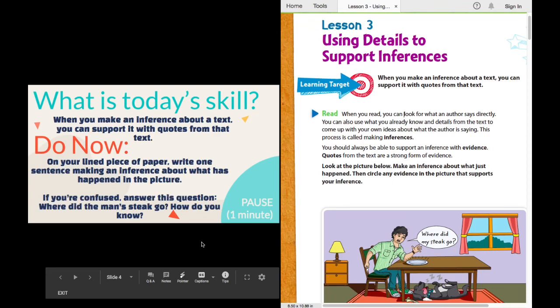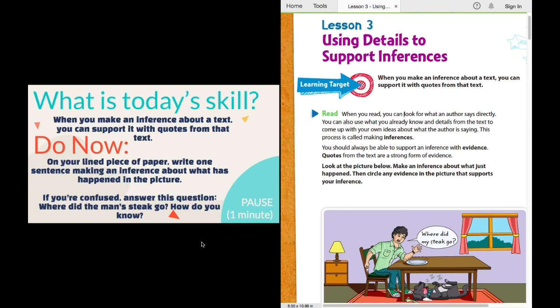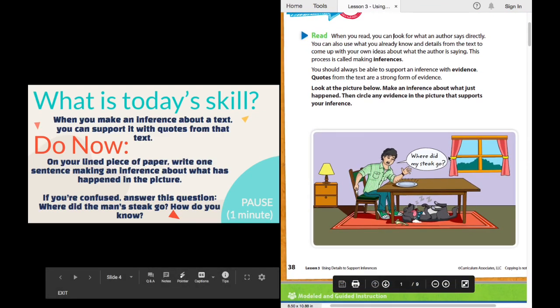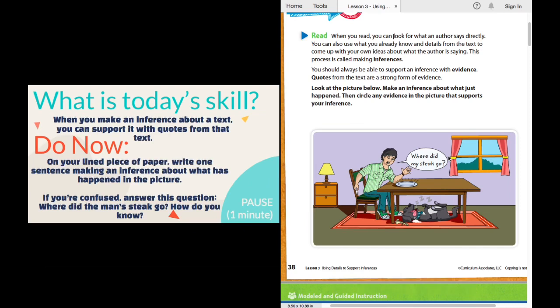So you're up now. I want you to pause the video and on your lined piece of paper, write one sentence making an inference about what has happened in this picture right here. So when we're talking about this picture that's on the resource, you're going to write one sentence making an inference about what has happened in the picture. And if you're confused, just answer this question. Where did the man's steak go and how do you know? In your sentence, you need to make sure that you include the details that led you to believe whatever your inference is. Go ahead and pause the video.